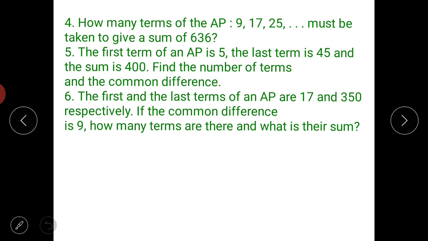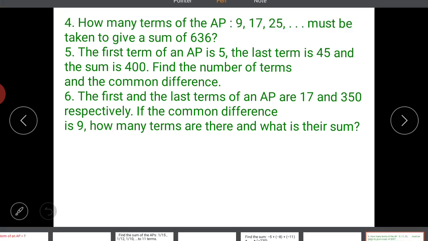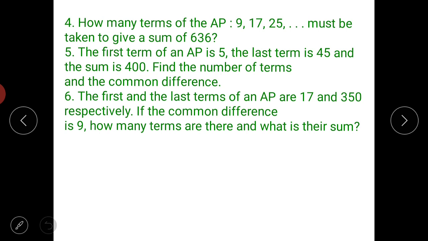First, the AP is given. What is given? The AP is given 9, 17, 25. So a is given 9. What is d? d is given 8. And it is said that how many terms must be taken to give a sum of this.